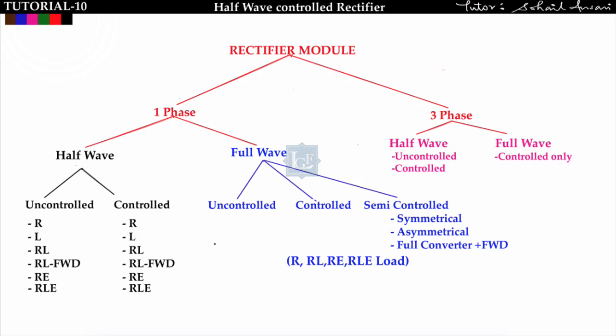Hi guys, in the last 3 lectures we have covered single phase, half wave, uncontrolled rectifier for R load, L load, RL load, RL with freewheeling diode, RE and RLE type of load. In this lecture we will start single phase half wave controlled rectifier and we will see the circuit for R load and L load in this lecture, that is lecture number 10A.